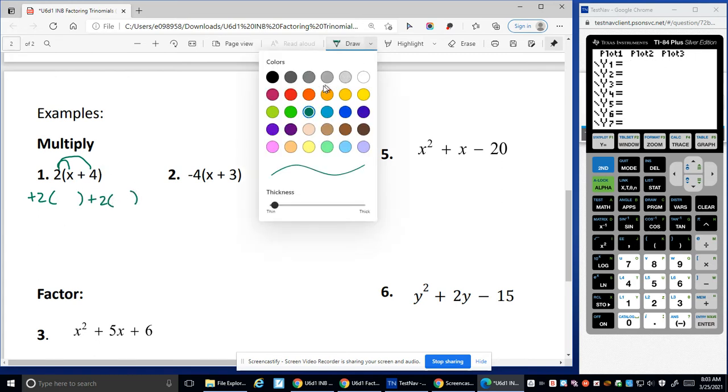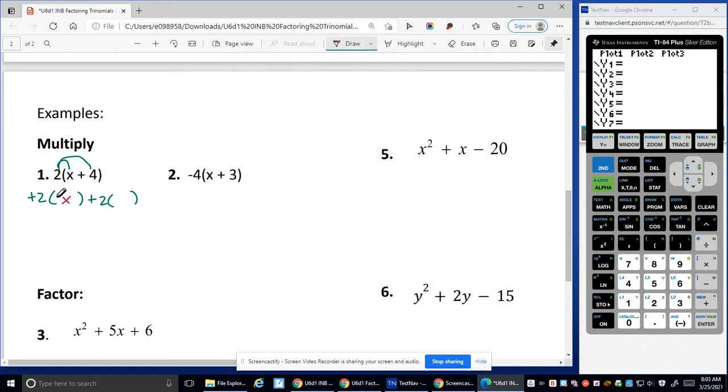And inside of there, we put each term. So this one is x, it's positive, and positive 4. And you always bring the sign with it. And so we end up with 2 times x. I know it's been a while, right? 2 times x, which is just 2x. And then we have 2 times 4, which is plus 8, right?